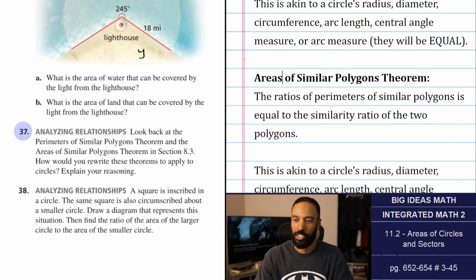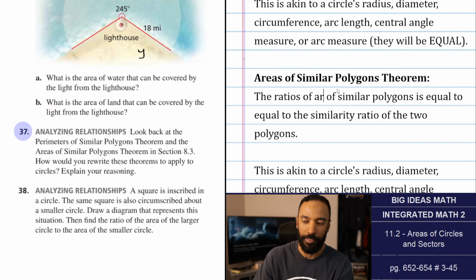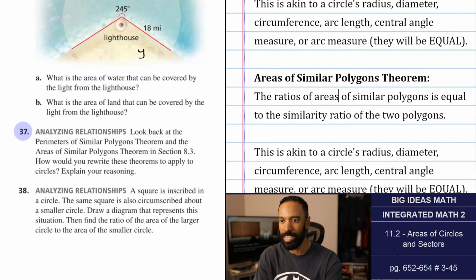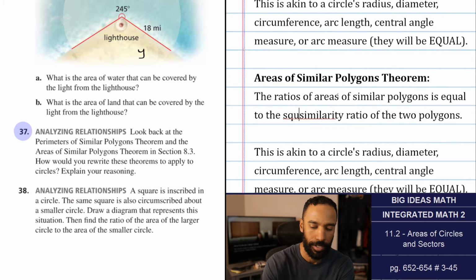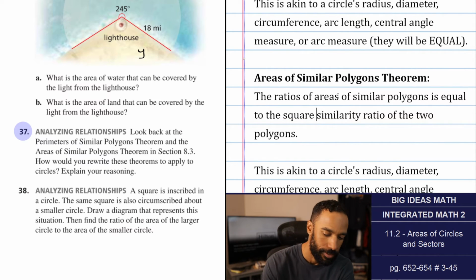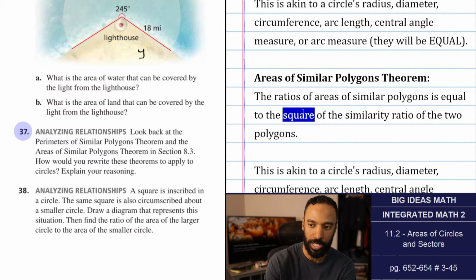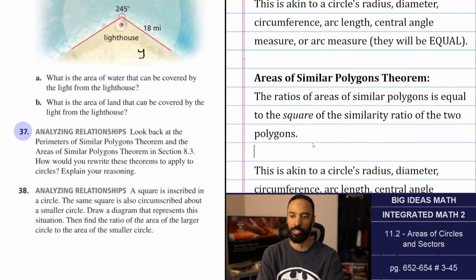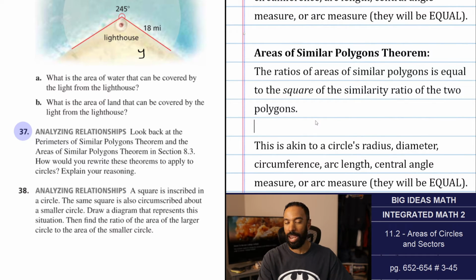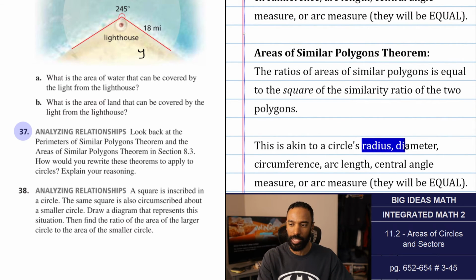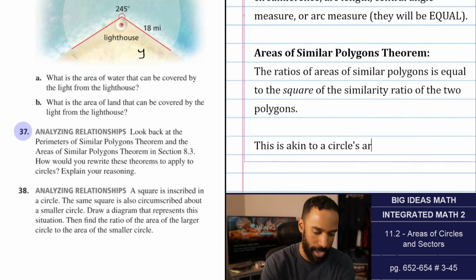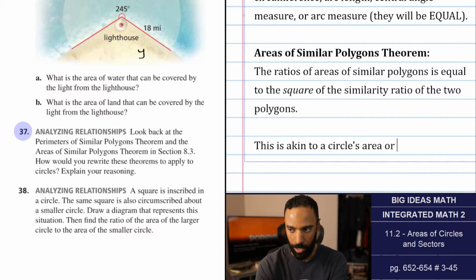Areas of similar polygons. The ratio of areas of similar polygons is equal to the square of the similarity ratio of the two polygons. I've mentioned this several times now, how this works. If I double a radius, the area of something will be squared. So this is akin to a circle's area or sector.